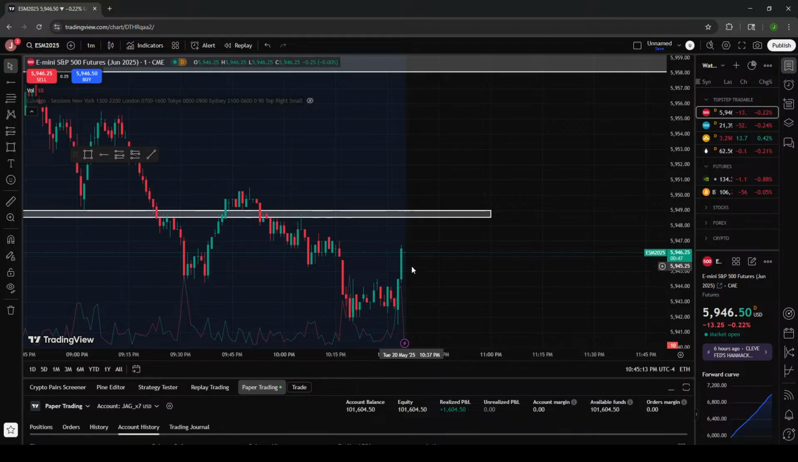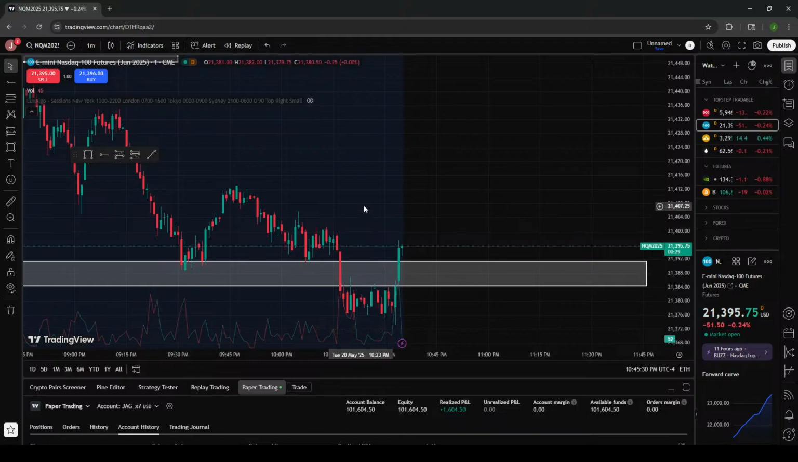Although we probably could have made something right here if I would have hopped in when I was thinking about it, or even right now. But also, it could touch here and then go back down. So we're not gonna rush it. Let's see what the market does.